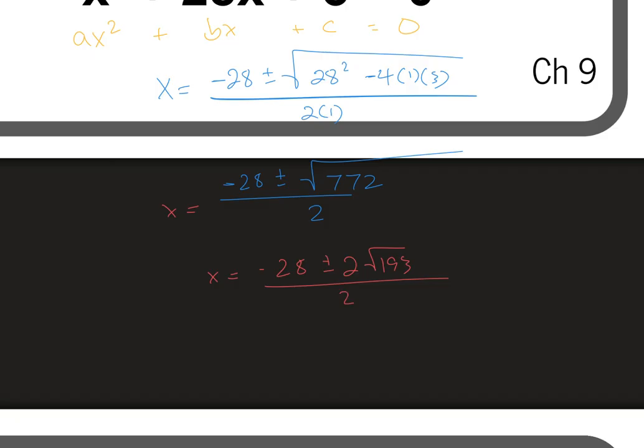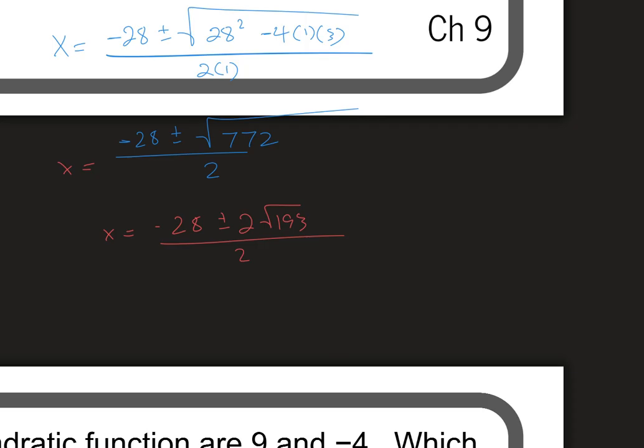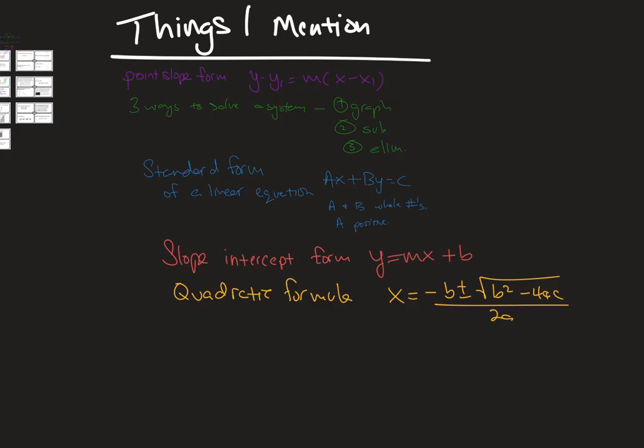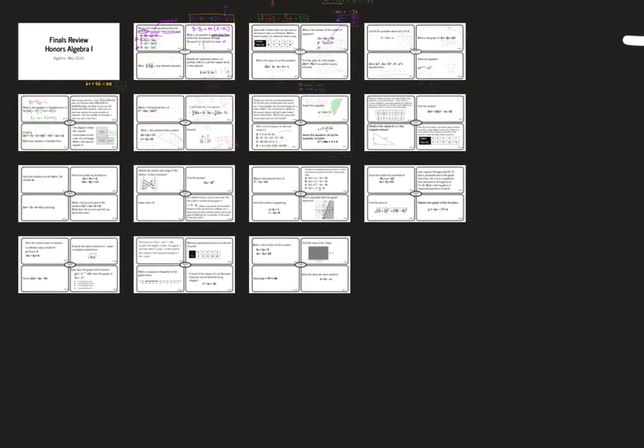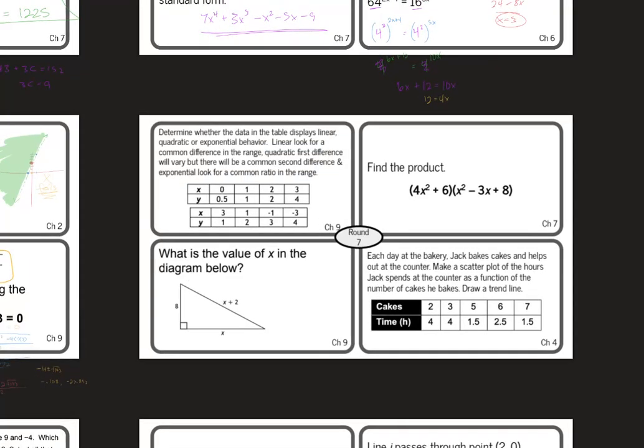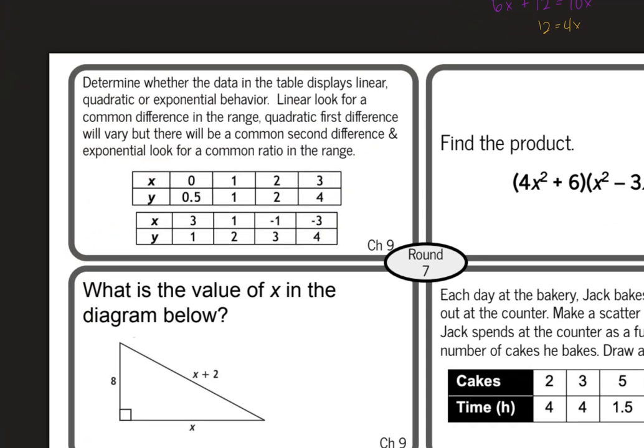Isn't that crazy? So then your final answer is, believe it or not, negative 14 plus or minus the square root of 193. If you want a decimal, it's negative 0.108 and negative 27.892. So I went ahead and added the quadratic formula to our table here, but don't worry, you're going to be given the quadratic formula, so no big deal.